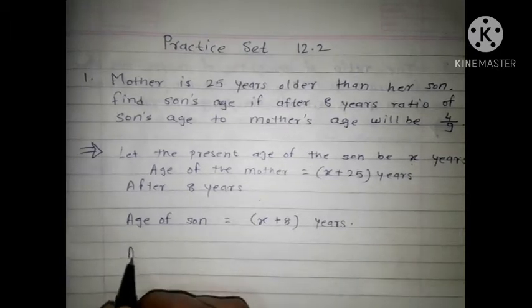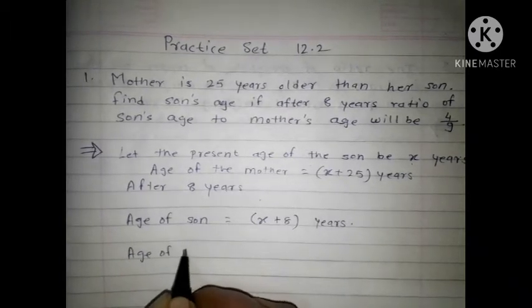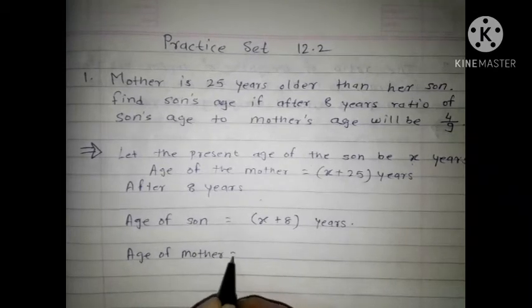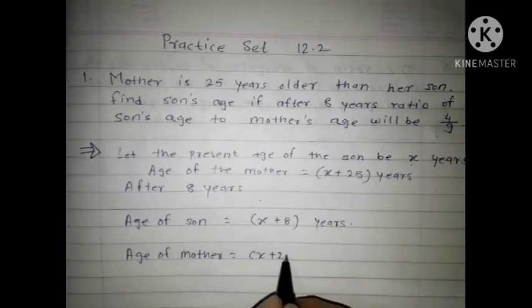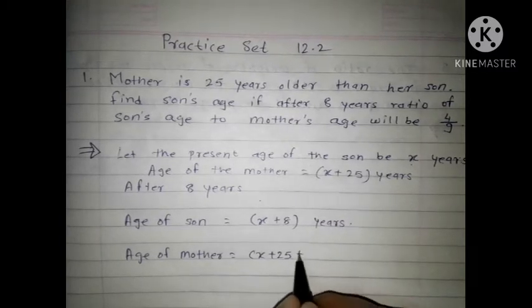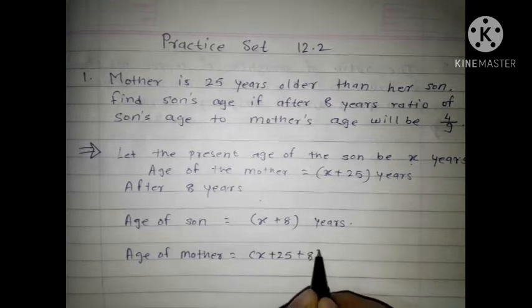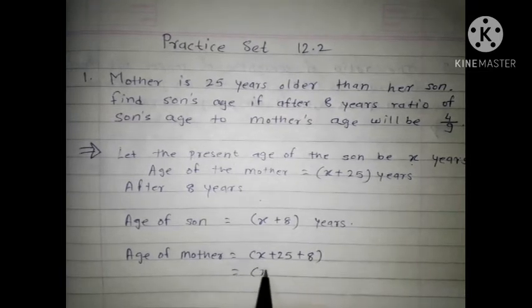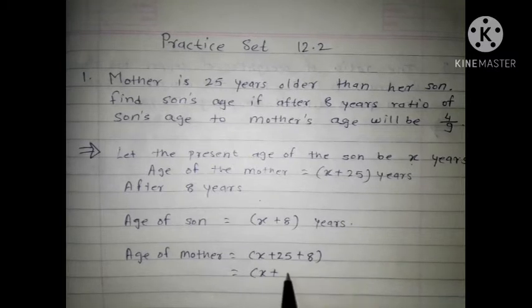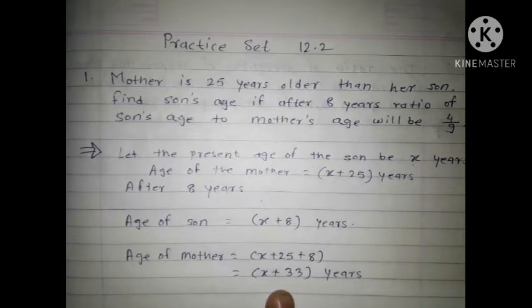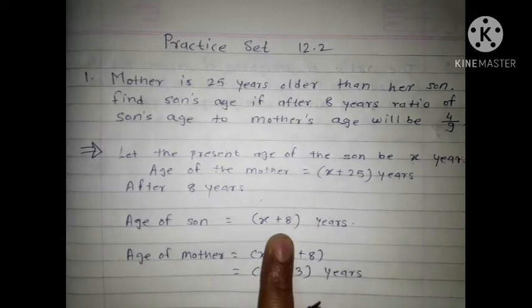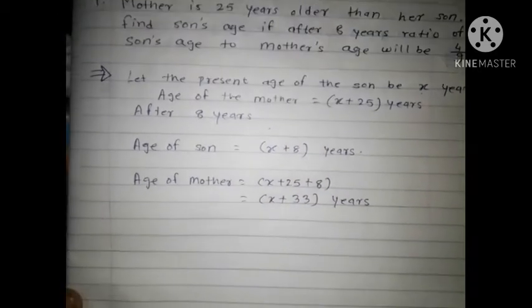and age of mother will be, today's mother age is x plus 25, plus after 8 years means plus 8, is equal to x plus 25 plus 8 is equal to x plus 33 years. After 8 years the age of mother will be x plus 33 and the age of son will be x plus 8. Now what is our condition?